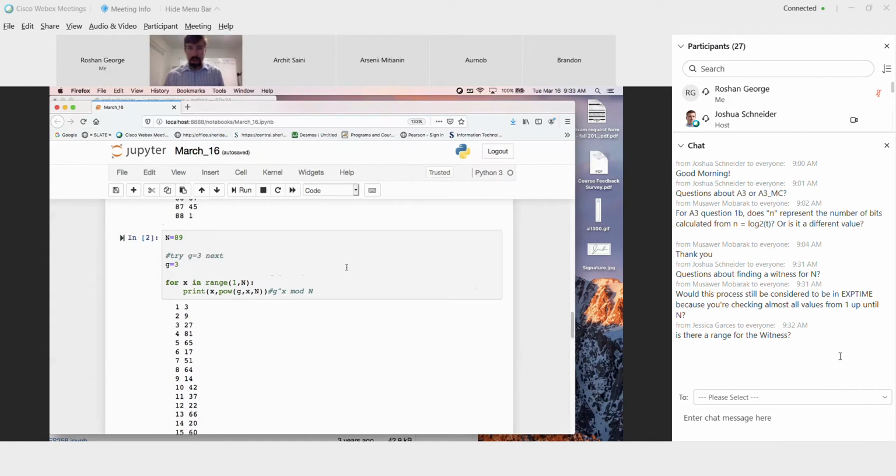Is there a range for the witnesses? Yeah, sure. The range for the witnesses can be anywhere between 2 and n minus 2. I'm trying to think of a case where it will be n minus 1, and I'm not sure that will ever give you a witness. I can't really cram the math into my head that quick. Let's say between 2 and n minus 2, dot dot dot, saying I'm not sure whether you can get n minus 1 in there. Maybe someone can come up with an example. For sure you have a wide range of values to look for your witnesses.